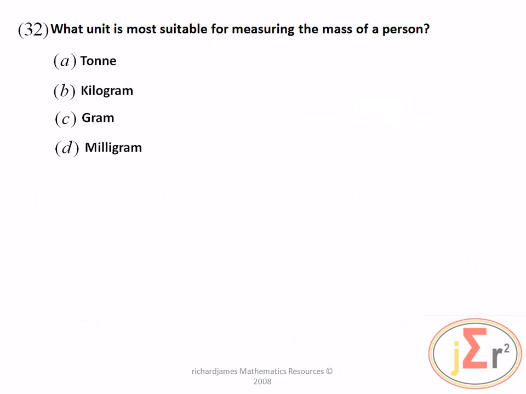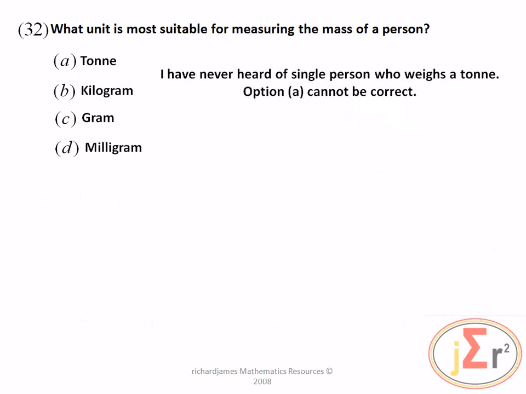What unit is most suitable for measuring the mass of a person? I have never heard of a single person who weighs a ton. Have you, Jerry? Jerry, a ton is 1,000 kilograms. And a kilogram is 2.2 pounds, Jerry. Jerry, that means 1 ton is 2,200 pounds. Come on, Jerry. You have never seen such a person.